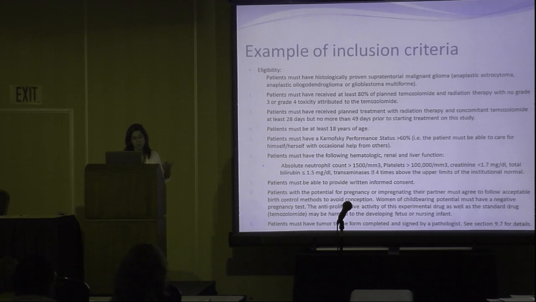So this is a phase 2 study I'm running now. This is the entirety of our eligibility criteria. It's 9 things, and it basically defines a newly diagnosed glioblastoma population.